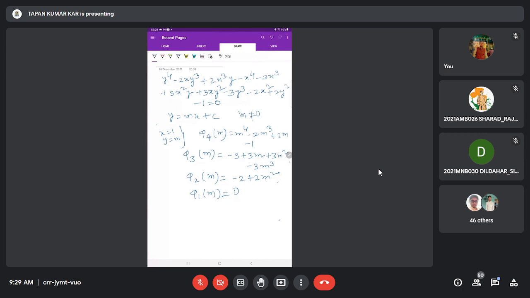Then what you have to do? First, you have to set phi n of m equal to 0. Phi 4 of m equal to 0, and you have to find the 4 values of m. Could you find the values of m from here?